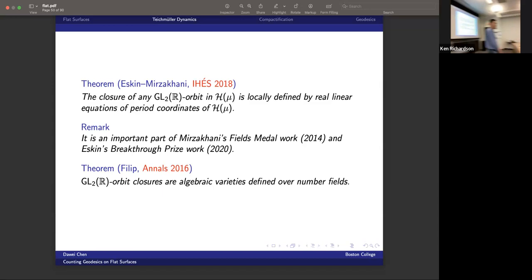For each genus, you also get different types. I think it depends on the stratum, the partition. For genus 3, you would get six or seven different partitions, and you have to do one for each of them. But in general, it's still open. This result is more like a structural result.